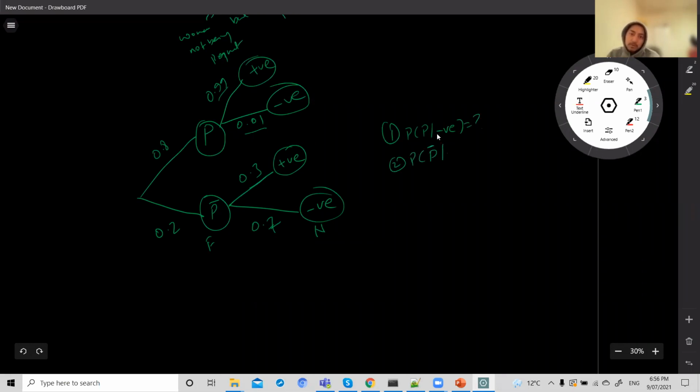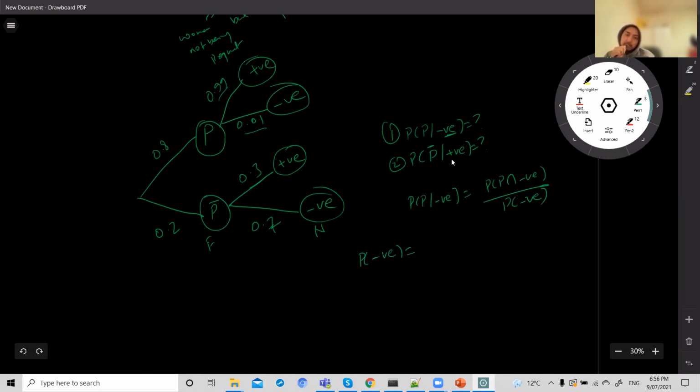Not pregnant and shows positive result. Okay. So for that, first we need to find the negative result, because the formula of P of negative is the probability of P intersection negative divided by P of negative, right? So first we need to find P of negative.